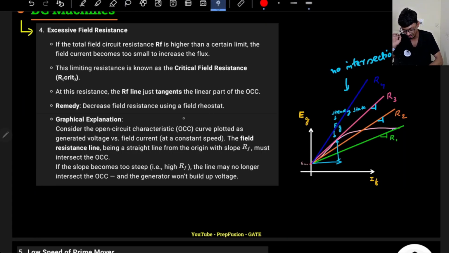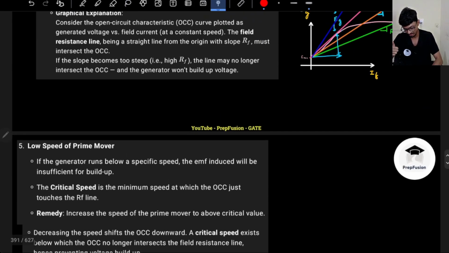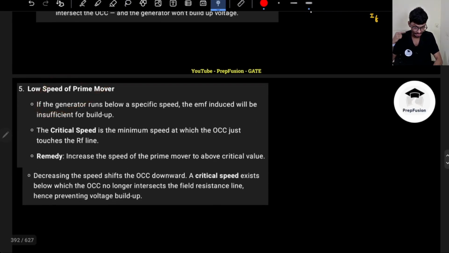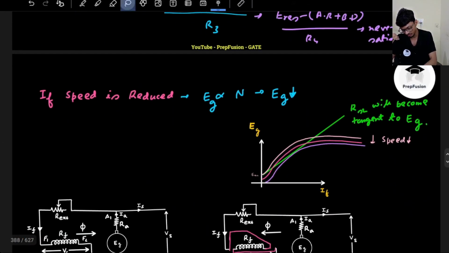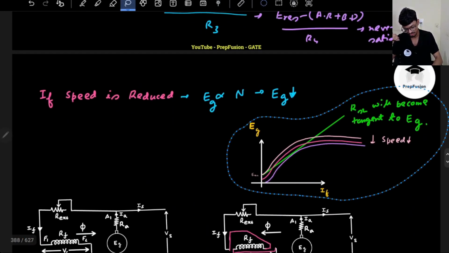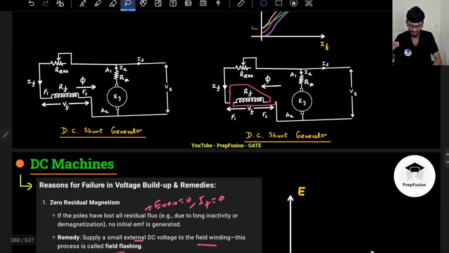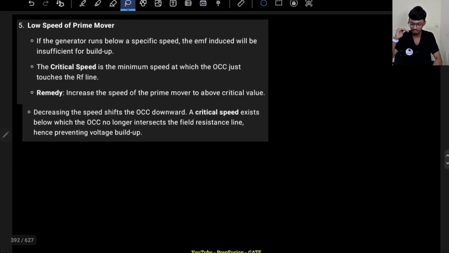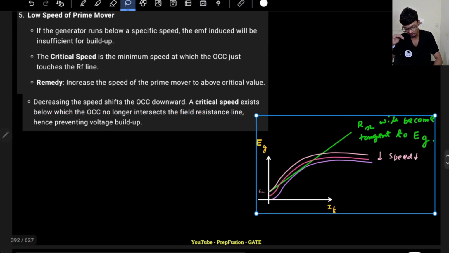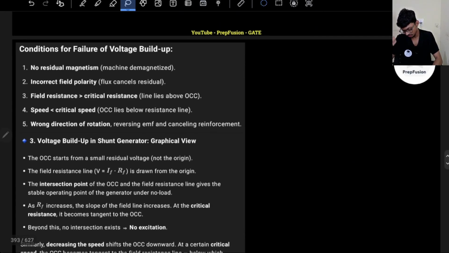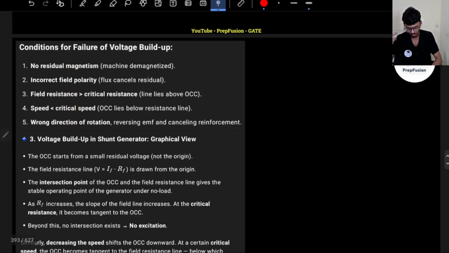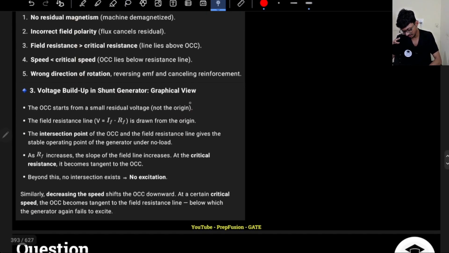Maximum value will be the case where the shunt resistance or the field resistance will be tangent to the open circuit characteristics. Okay, and if the prime mover is at lower speed, of course the developed voltage waveform will shift down. Again the shunt resistance automatically will become tangent due to the developed voltage waveform shifting down. So again voltage buildup will fail basically.